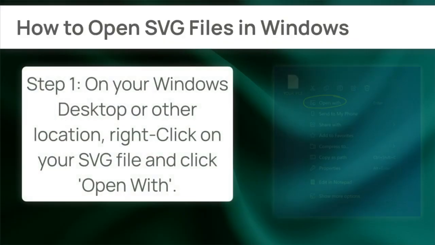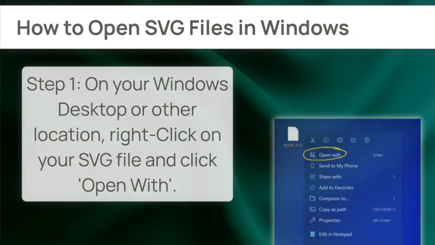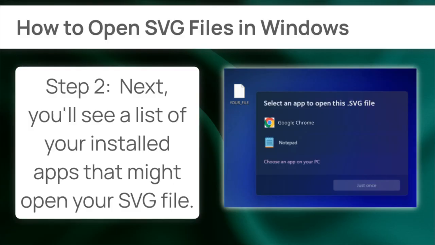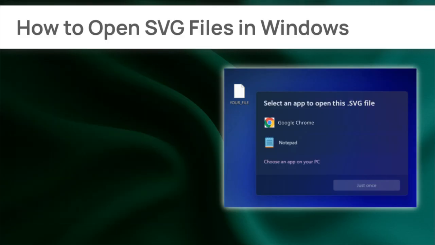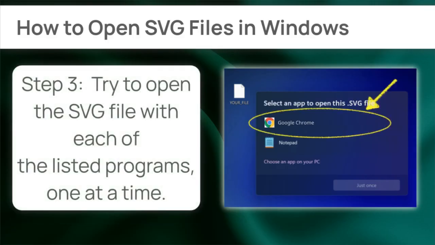We'll conduct a full system compatibility scan now. Right-click your SVG file and select Open With. Test Google Chrome if it appears. If it fails, select another application. This is a process of elimination.